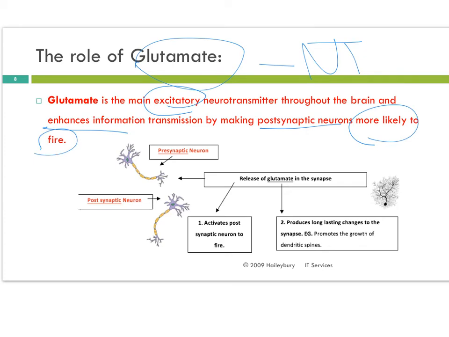In actuality, it actually has two roles. So it activates a postsynaptic neuron, so it continues the message. And when there is an increased level of glutamate, it produces long-lasting changes to the synapse. What we're talking about here is LTP, and we're talking about consolidation.